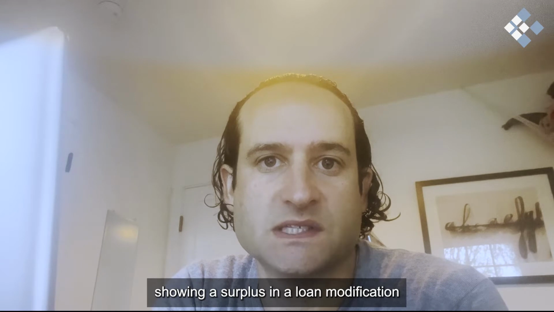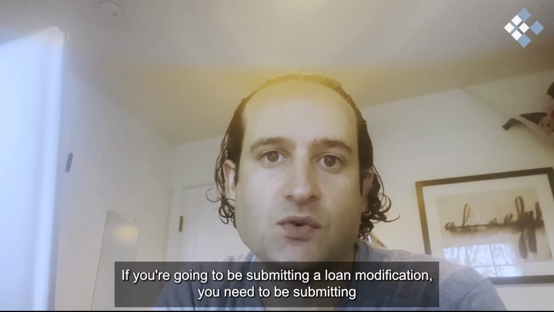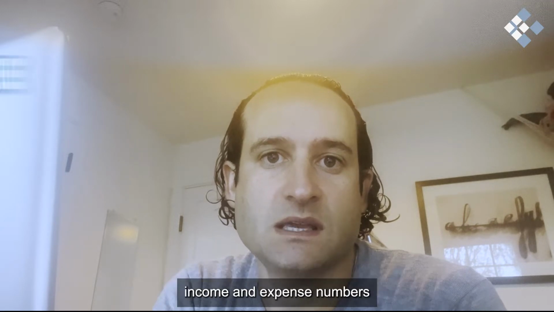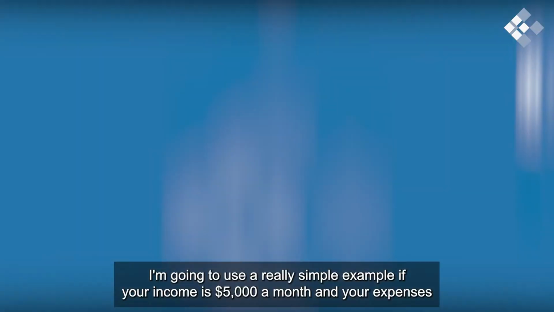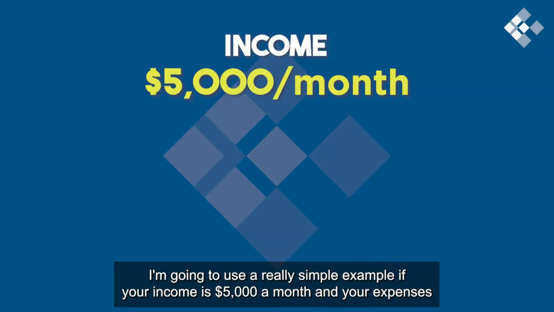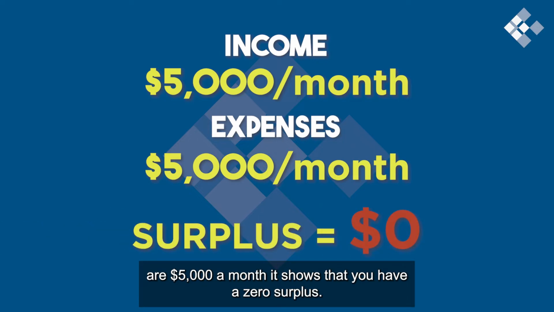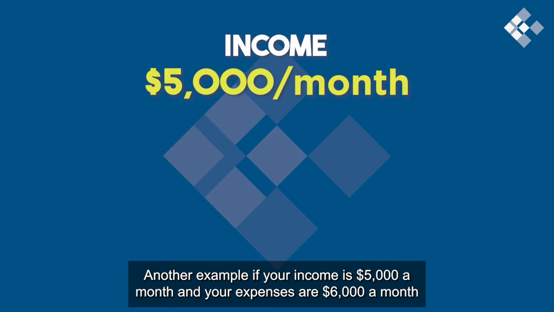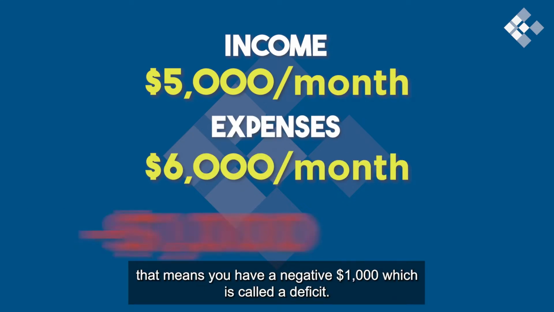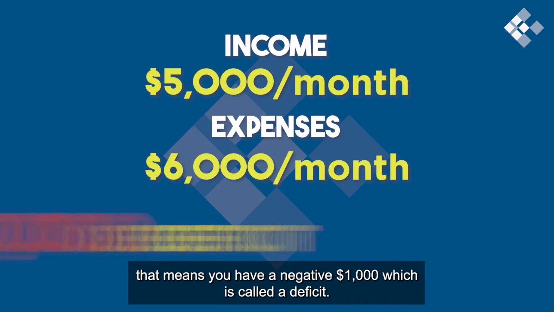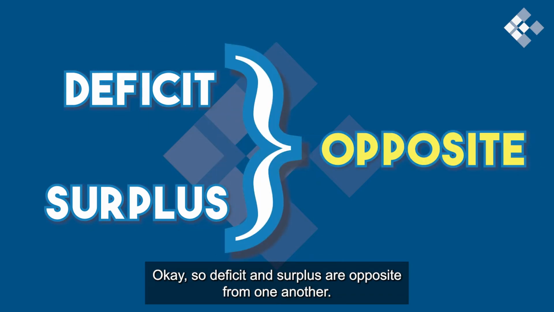Showing a surplus in a loan modification. What does that mean? Let's take a step back. If you're going to be submitting a loan modification, you need to be submitting income and expense numbers. I'm going to use a really simple example. If your income is $5,000 a month and your expenses are $5,000 a month, it shows that you have a zero surplus. Another example, if your income is $5,000 a month and your expenses are $6,000 a month, that means you have a negative $1,000, which is called a deficit. Okay, so deficit and surplus are opposite from one another.